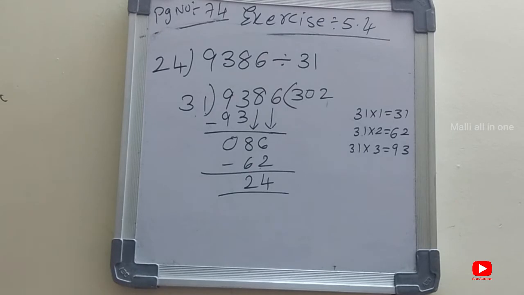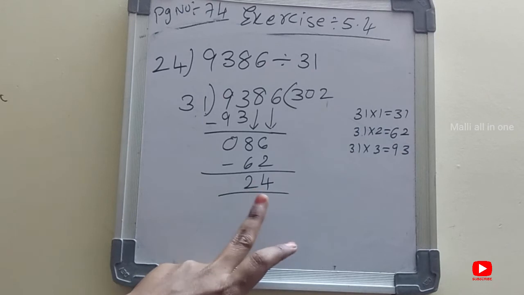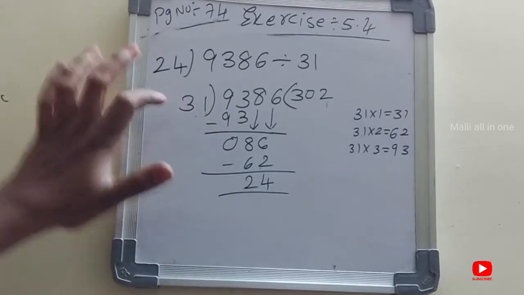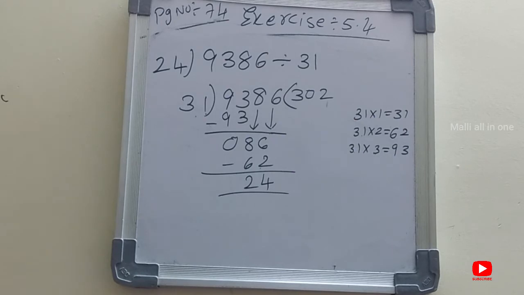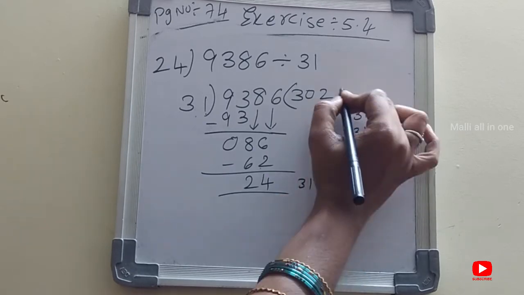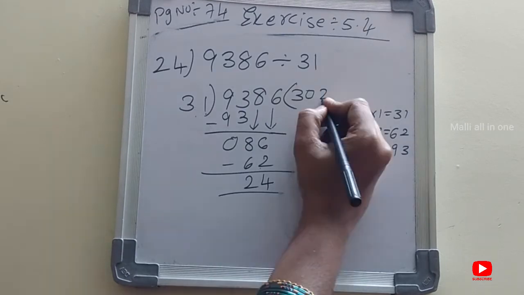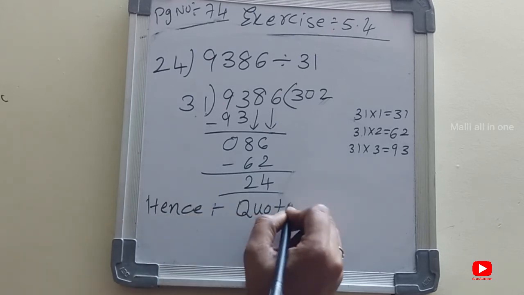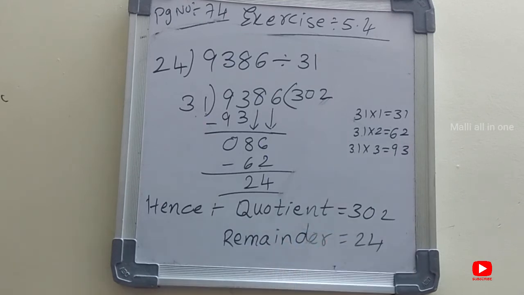Observe children, in the previous sums we had only a one digit remainder. Here 2 digits came. When 2 digits come, you have to remember like this. Why? Because 24 is smaller than 31. 24 is small, so this is only the remainder. Understand children? If the result is 31, again you should write 31 threes are 93, 31 ones are 31, then you will get 0. Okay children? Here 24 is smaller than 31, so this is only the remainder. Hence quotient equals 302. Remainder equals 24. Understand children?